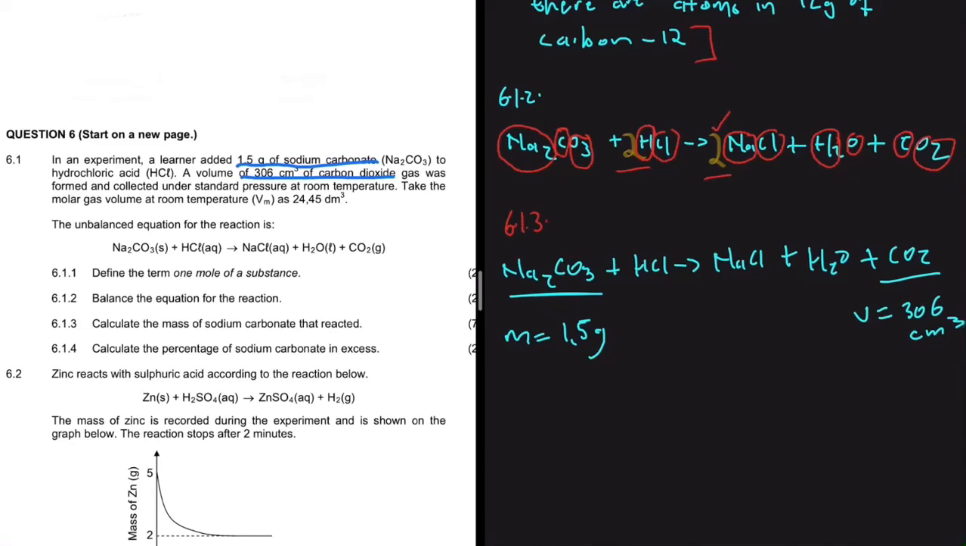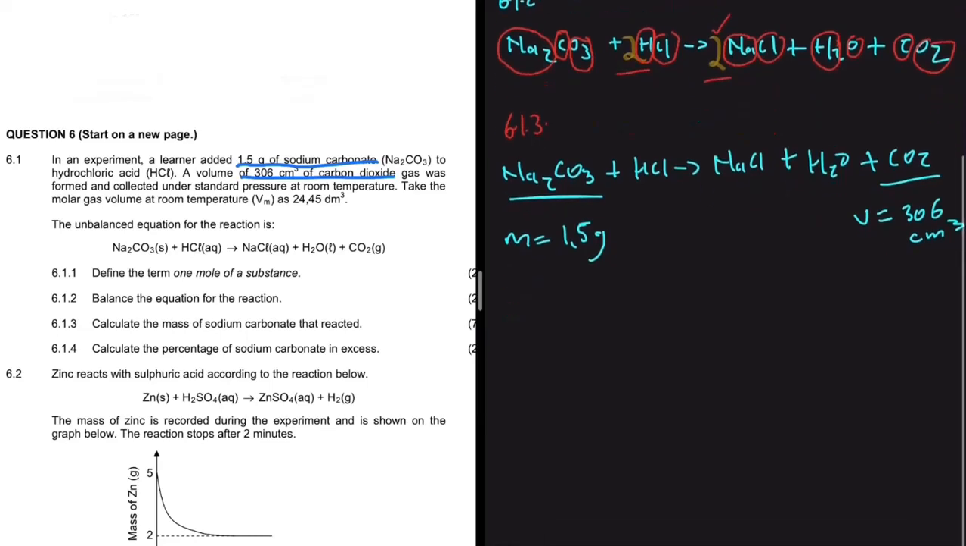But how can we calculate the mass that reacted? Using the CO2, right? The volume of CO2 that was produced, we can find the number of moles of CO2 that we produce. And then with the number of moles of CO2 that we produce, we're going to use the mole ratio to find the number of moles of Na2CO3 that reacted. And from the number of moles, we can find the mass. Let me show you what I'm talking about.